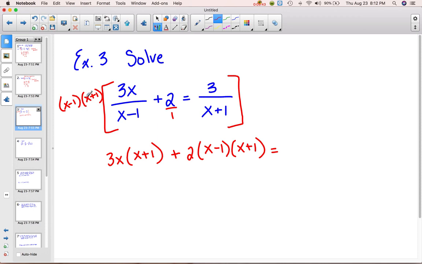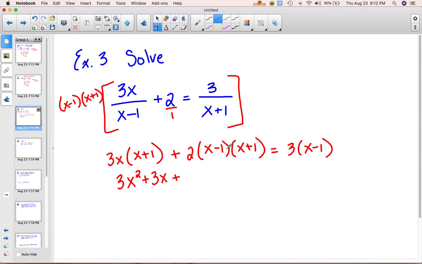And here the x plus 1's cancel and leaves me the x minus 1 times a 3. So this is what I get when I'm done with fraction busters. Now I'm going to have to distribute and multiply some things out and solve this. So here I'm going to have 3x squared plus 3x when I distribute.